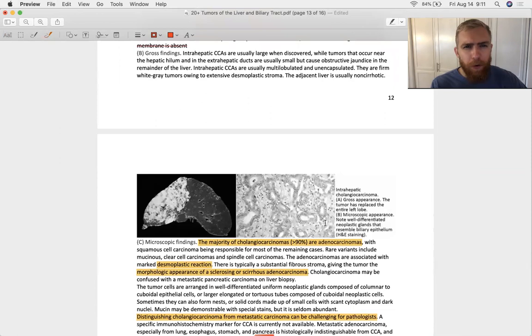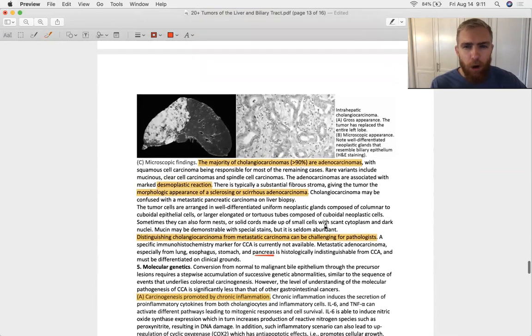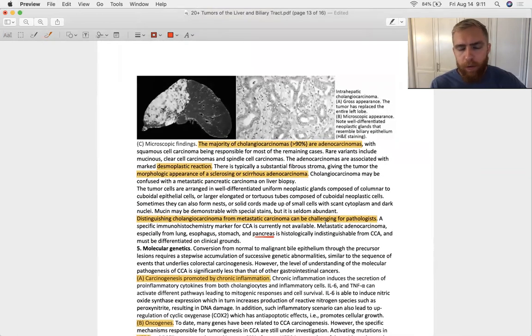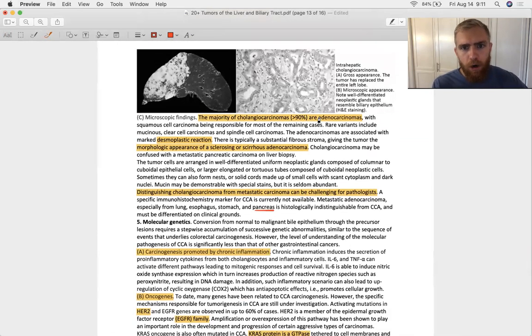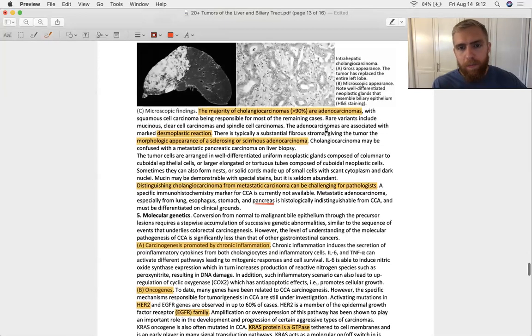So grossly, firm white-gray tumors can be pretty large. You're not going to have to make a gross diagnosis. You're going to have to make a histological diagnosis. So cholangiocarcinomas are adenocarcinomas usually, because again, the bile duct has these nice cuboidal cells, and it's a gland in its own, I guess you could say. And it's going to have this desmoplastic reaction, which means there's going to be a lot of fibrosis within glandular components of this tumor.